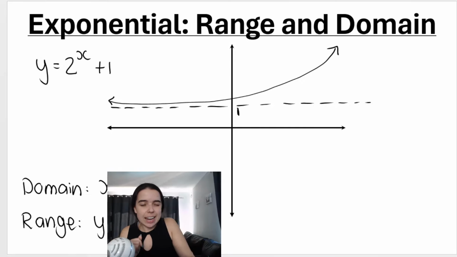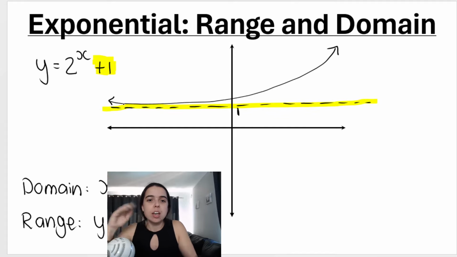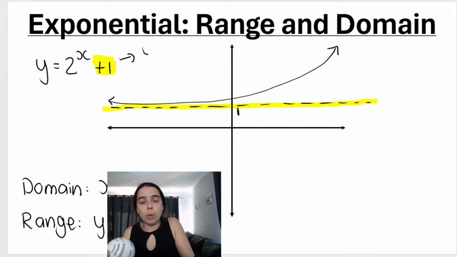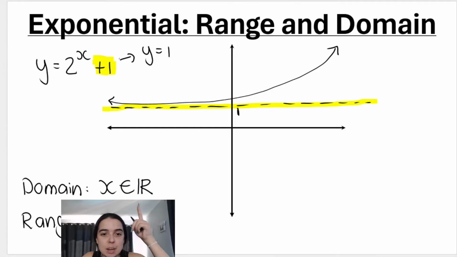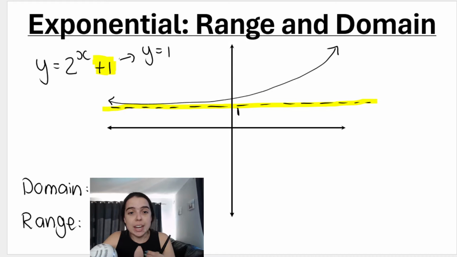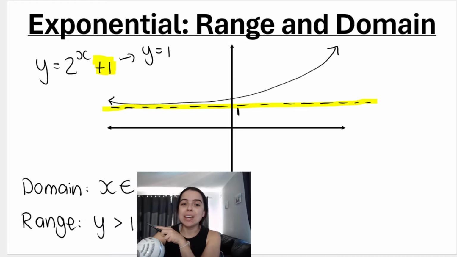In this case, slightly different function. We have now got a q value that is at plus 1, which means that the horizontal asymptote has moved up. The graph has shifted up 1 unit. The horizontal asymptote is now where y is equal to 1, which means the graph does not exist there. So the domain, same thing. X is an element of all the real numbers. Range is from where y is bigger than 1.